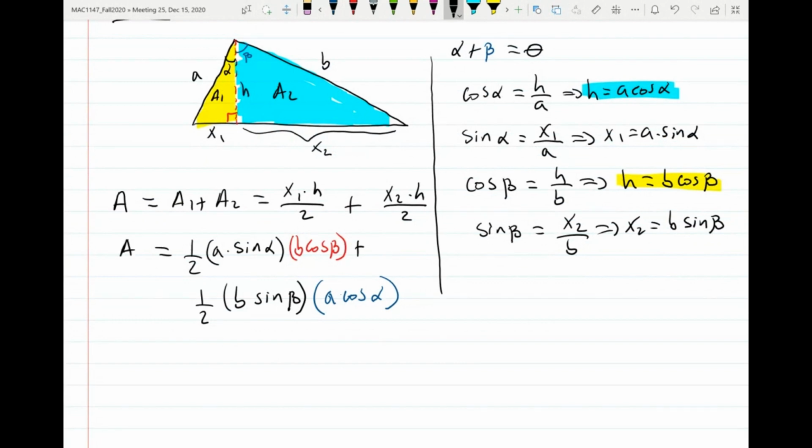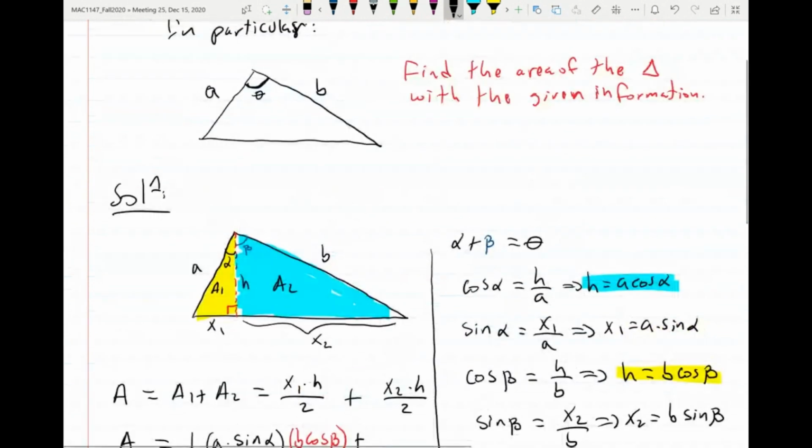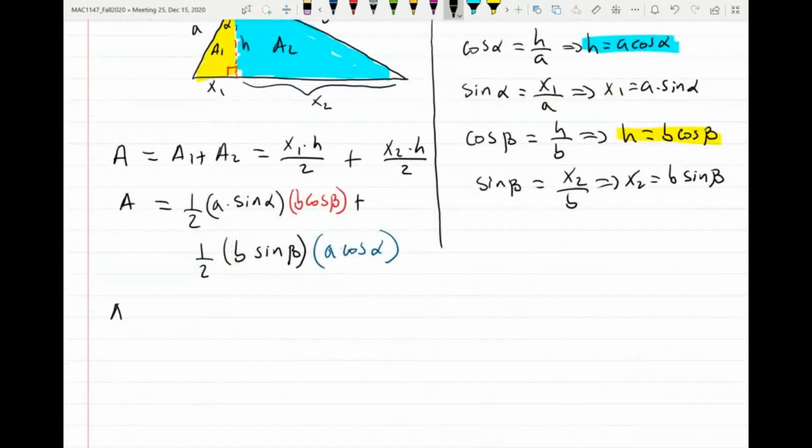All right, so that's what we get. Now at least we have A's and B's. We don't have H, X1 or X2. Now we just have to do something about alpha and beta and hopefully bring theta into the picture. I'm going to take a common factor. The first term has 1/2 AB, and the second term also has 1/2 AB. If I factor that out, what's left is sine of alpha cosine of beta plus sine of beta cosine of alpha.